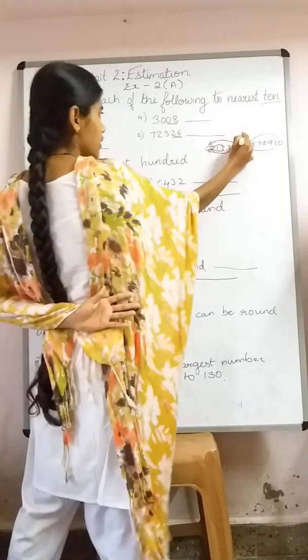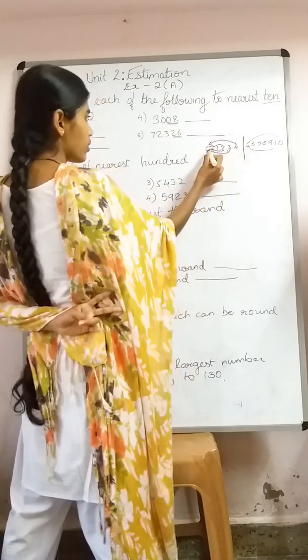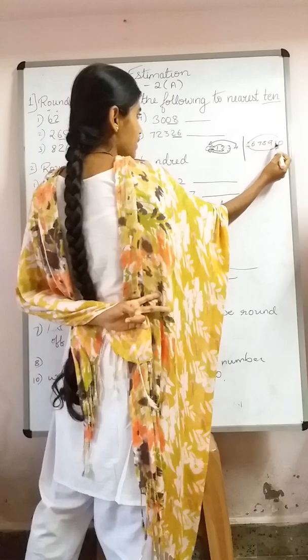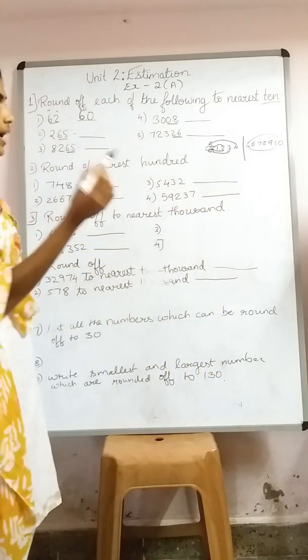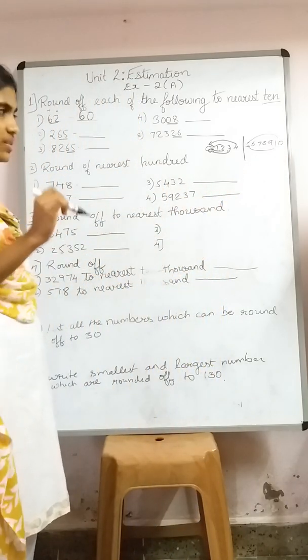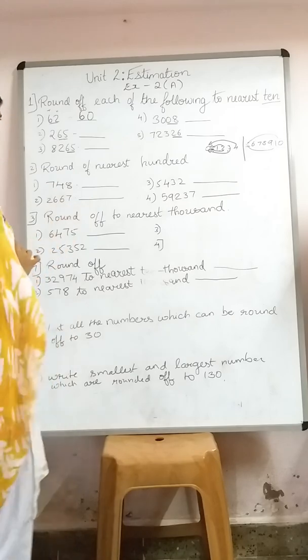So remember, 0, 1, 2, 3, 4 means you should write 0. 5, 6, 7, 8, 9 means you should write 10, and add 1 to the tens place. Keep this in your mind.